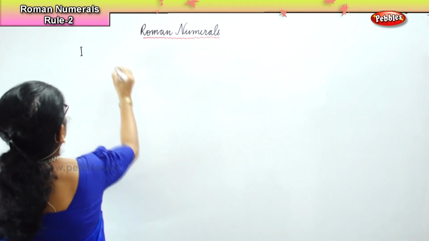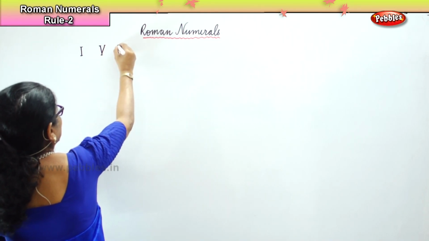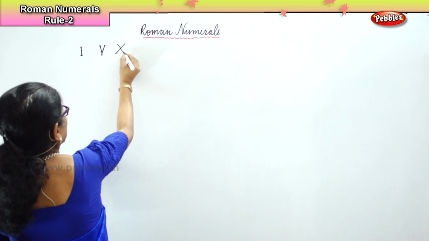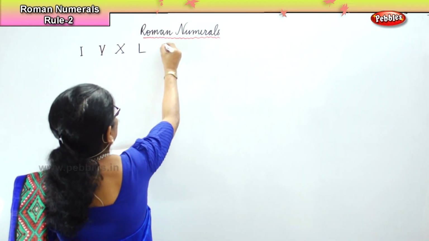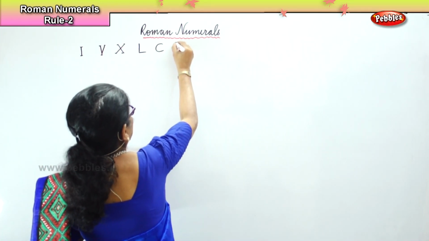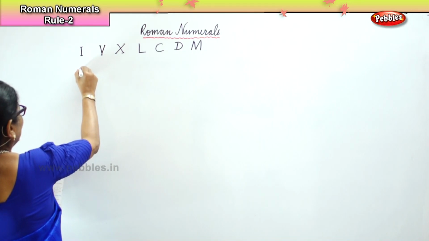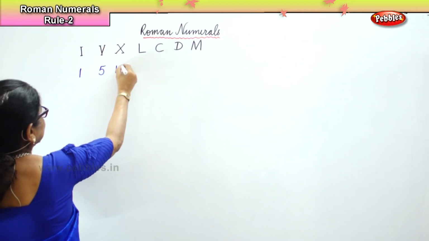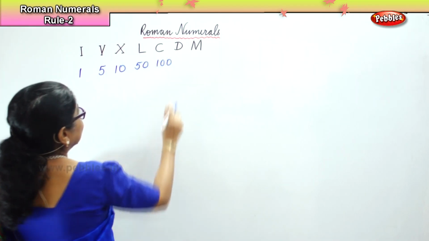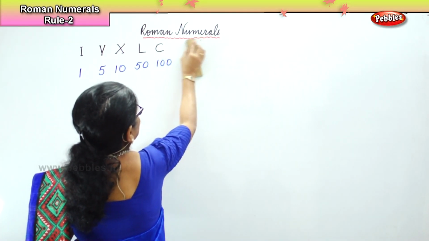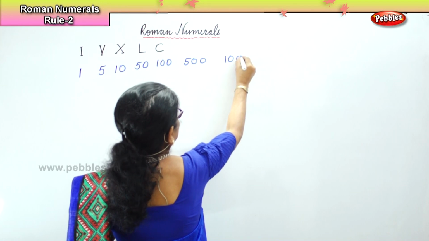1, 5, 10, okay. So this is 1, 5, 10, 50, 100, 500 and 1000. Okay.